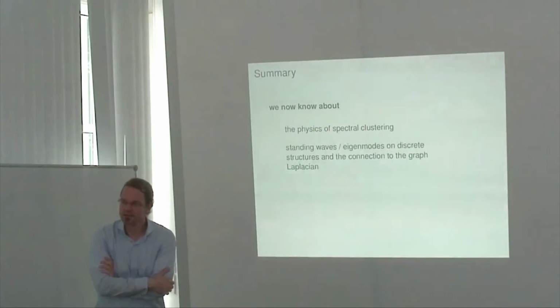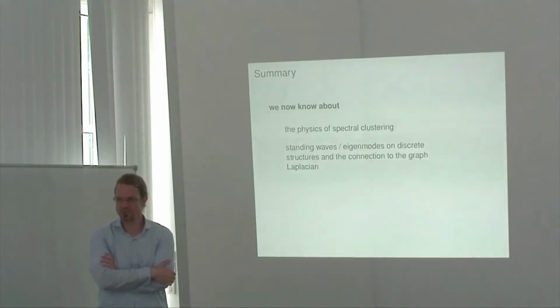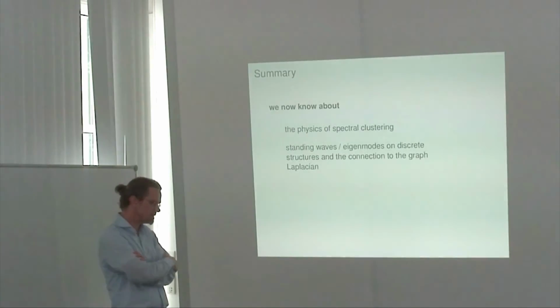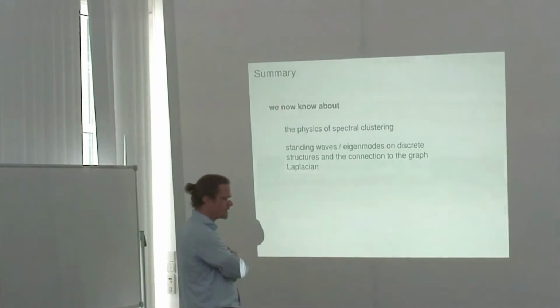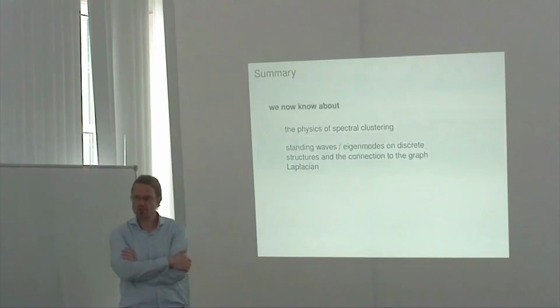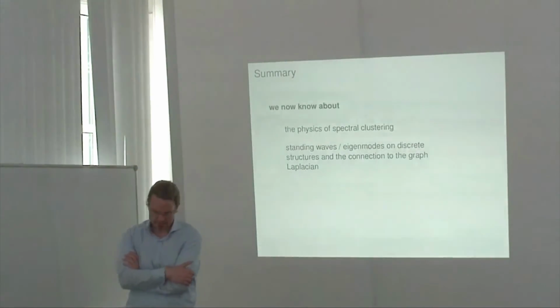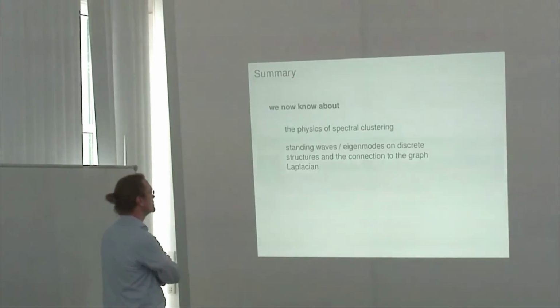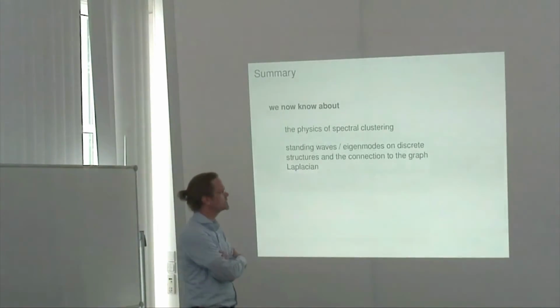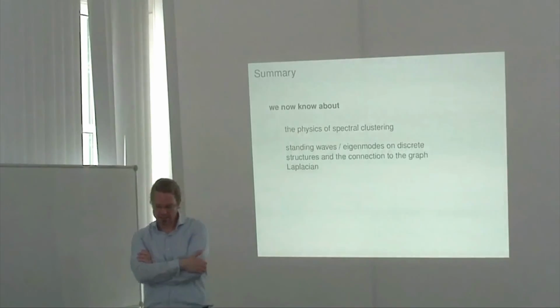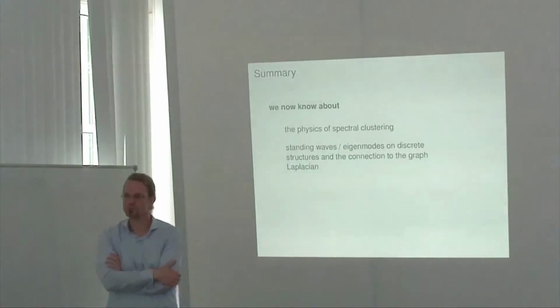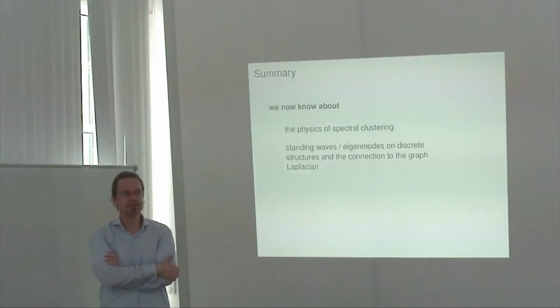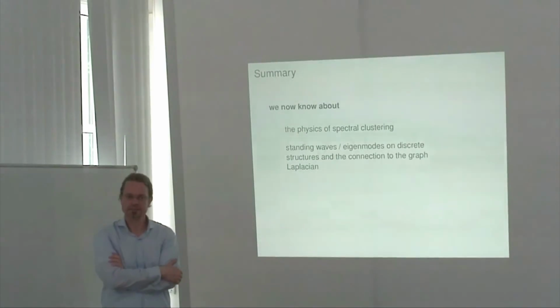Similar points in a network should have similar dynamics. We can look at the entries in those eigenvectors in order to identify vertices of similar dynamics. And in passing, we got to know the notion of standing waves and eigenmodes on discrete structures and how they are connected to graph Laplacians. That is indeed really all for today. Do you have any questions?